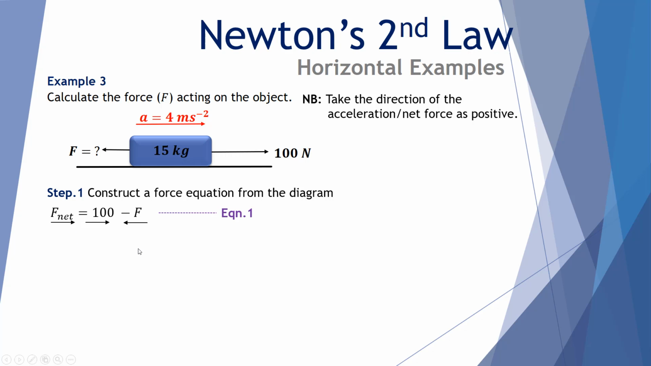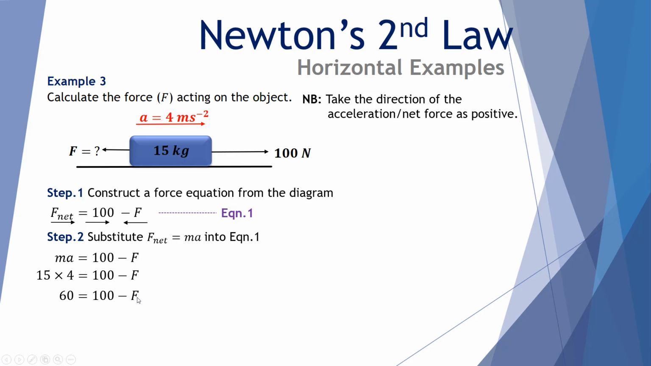That's equation 1. Let's now substitute Newton's second law, F net is equal to ma, into equation 1. So we now have the equation ma equals 100, take F. We substitute in the mass of 15, the acceleration of 4, and we're left with 60 equals 100, take F, and accordingly, F, the unknown force, is 40 newtons, and it's operating as the diagram shows to the left.